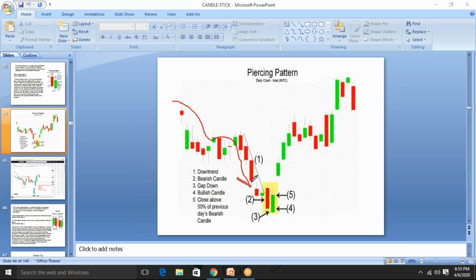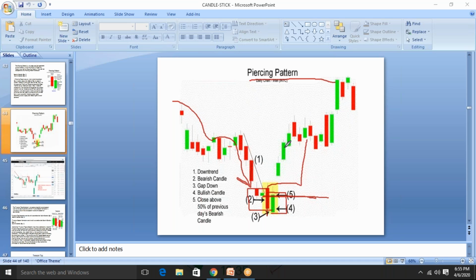And there should be one bearish candle. And this green candle should close at least 50% above this candle. This is the bearish candle, and the next day there is a gap down opening right here, and it is able to close above 50%. When it covers 100%, then it will be a bullish engulfing. When it is able to close above 50%, then it is a piercing pattern.